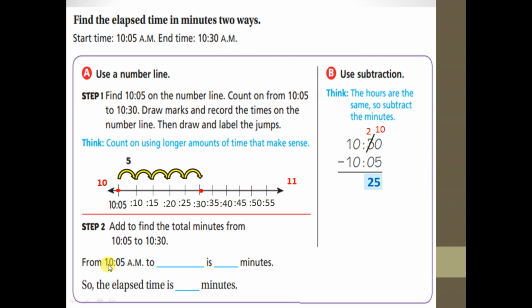So the difference, or the interval, or the elapsed time between 10:05 a.m. and 10:30 a.m. is 25 minutes. And that's it.